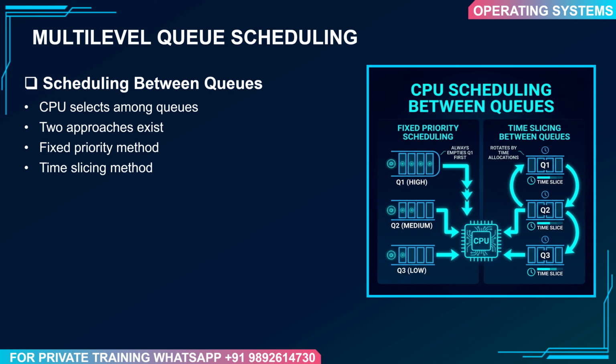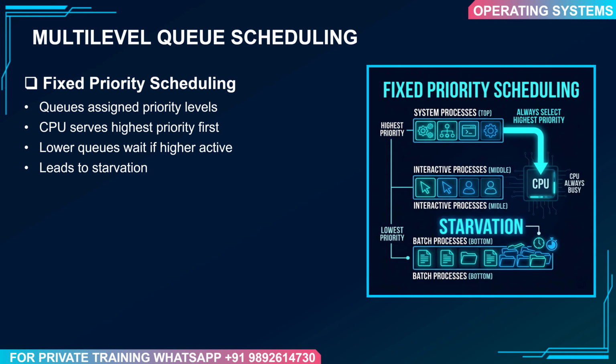There are two main approaches. One is fixed priority scheduling between queues. The other is time slicing between queues. In fixed priority scheduling, each queue is assigned a priority level. The CPU always selects processes from the highest priority queue first. Lower priority queues are only considered when higher priority queues are empty.